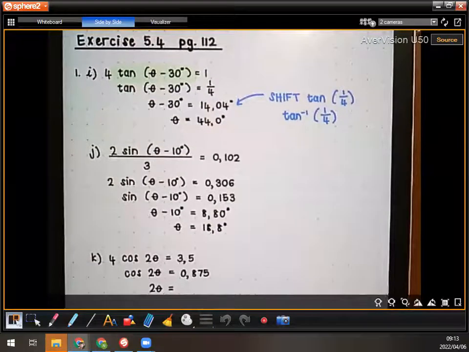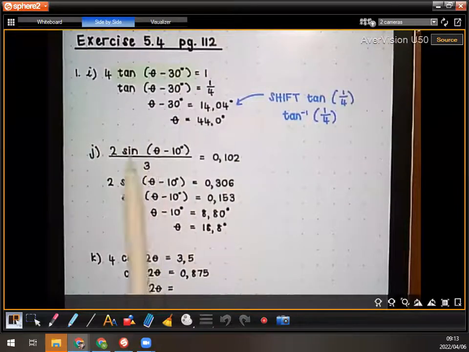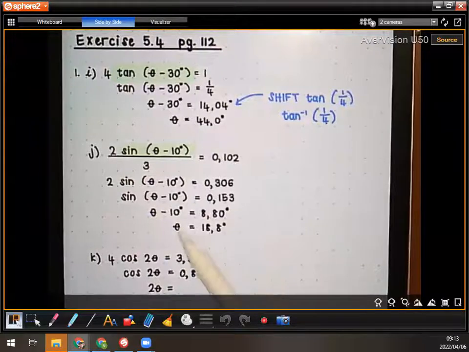For J, again, we want to get our sine theta minus 10 degrees on its own. We need to get rid of everything else. You could have done this all in one step if you wanted to, but in 2 steps, you could multiply by 3 and then divide by 2. That's how I got to that value. Now you're going to do shift sine. That's going to give you theta minus 10. Again, I wrote this rounded to 2 decimals, but it did have more decimals, so I'm still working on my calculator. I'm not clearing it. And then you would have to add 10 degrees.